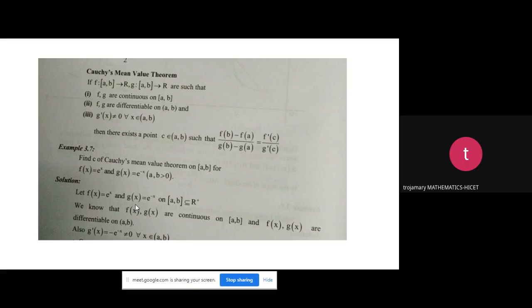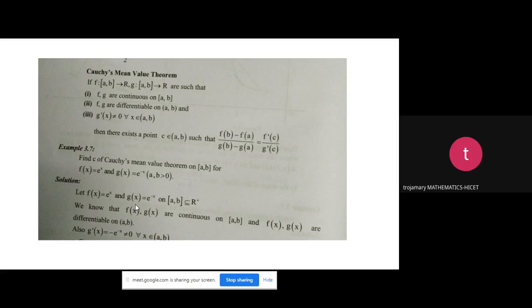For Rolle's theorem, it is f of a equal to f of b. But in Lagrange's mean value theorem, there exists an element c such that f dash of c equals f of b minus f of a by b minus a. Then here, there exists c such that f of b minus f of a by g of b minus g of a equals f dash of c by g dash of c, with the condition g dash not equal to 0 for all x in (a, b). Okay, so this is one example.